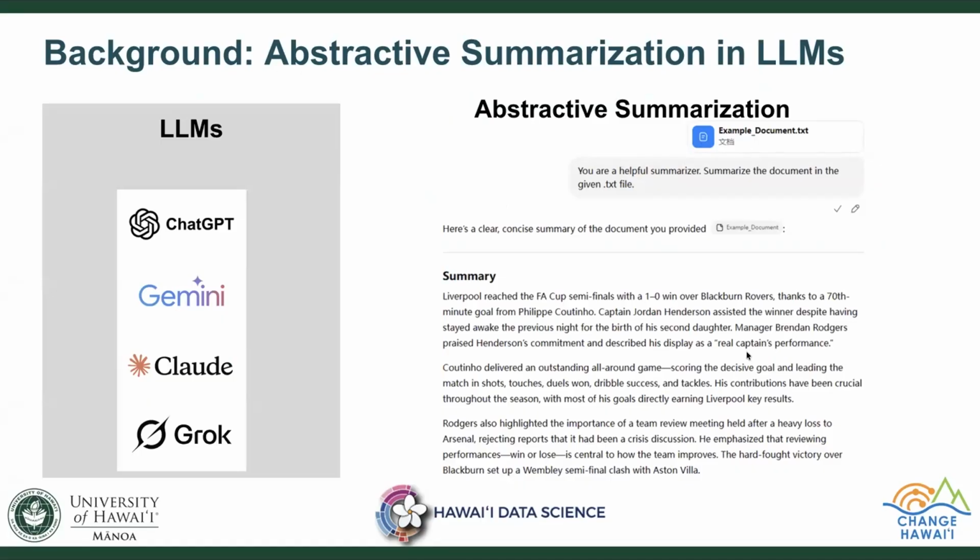Large language models are those chatbots that I think we use daily quite often, like ChatGPT, Gemini, Claude, Grok. And what is abstractive summarization? For example, if I put a document into the chatbot and ask it to generate a summary, the model will generate a short version of the document in its own words. Normally the summary needs to cover the important facts in the original document.